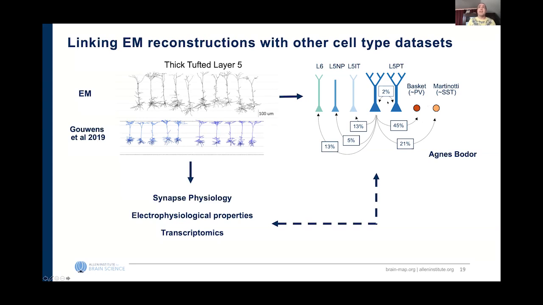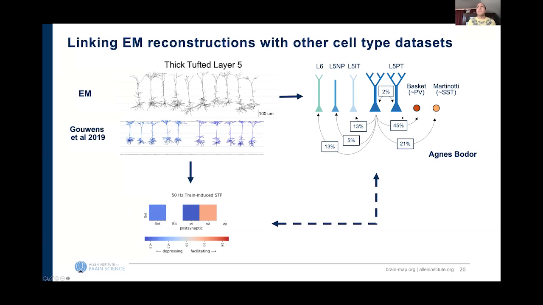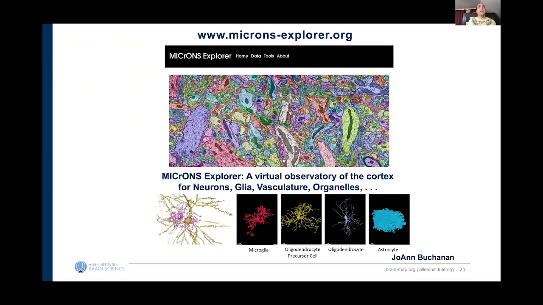And since now we have this morphology as a Rosetta Stone, we can go to, in this case, the data sets of the Allen Institute, but there are also others, for the same cell types, the PV, the SST cells. We can also know if they are facilitating or depressing and so forth. And again, this is one example, but you can imagine many other properties that you might want to link on data sets that have morphology as a Rosetta Stone.